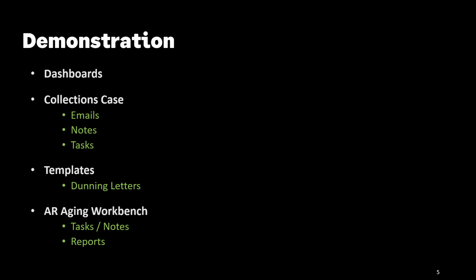Some of that could also be a dunning letter, which could be automated. We look at those dunning letters as well, to see the different kinds of letters that we can automate in there, and an AR aging workbench, and look forward to any questions along the way.